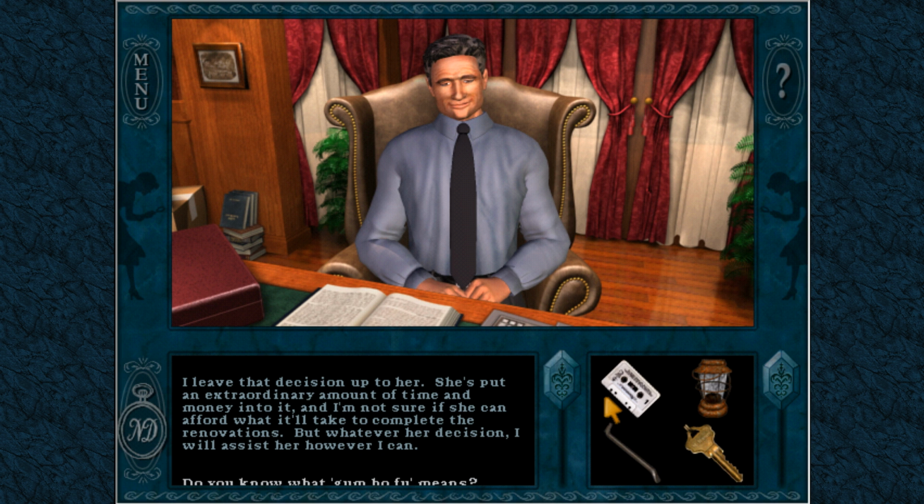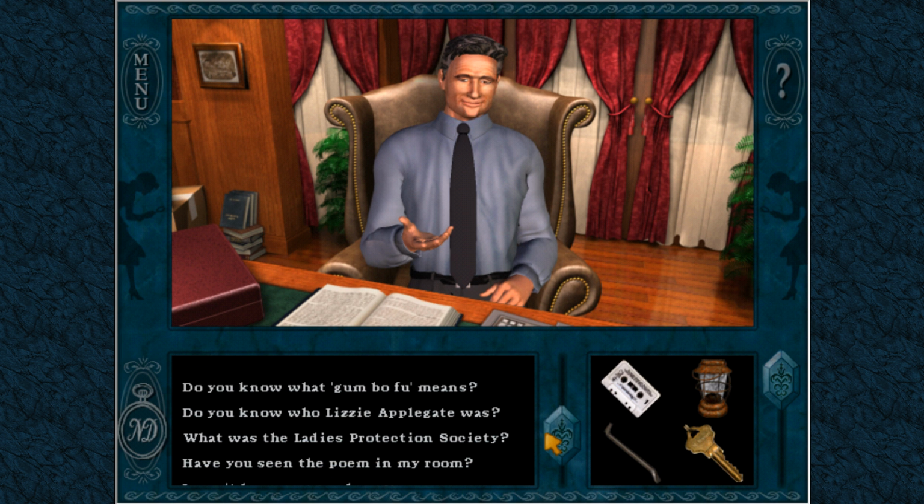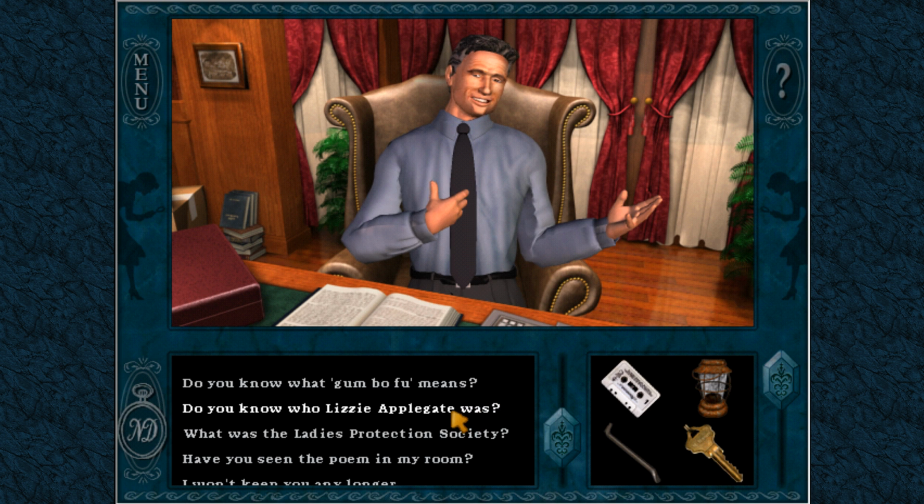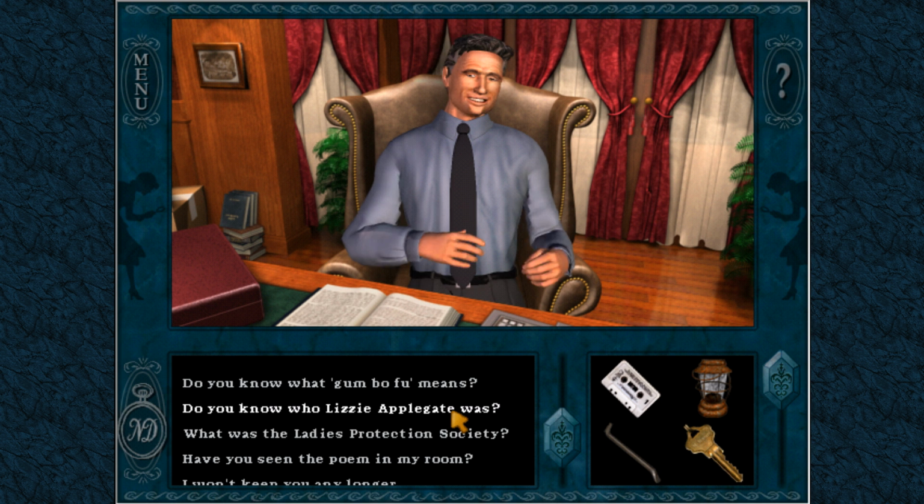Do you think Rose should sell the house? I leave that decision up to her. She's put an extraordinary amount of time and money into it, and I'm not sure if she can afford.